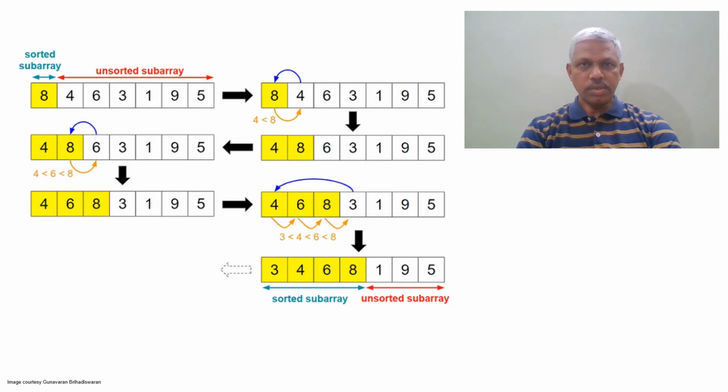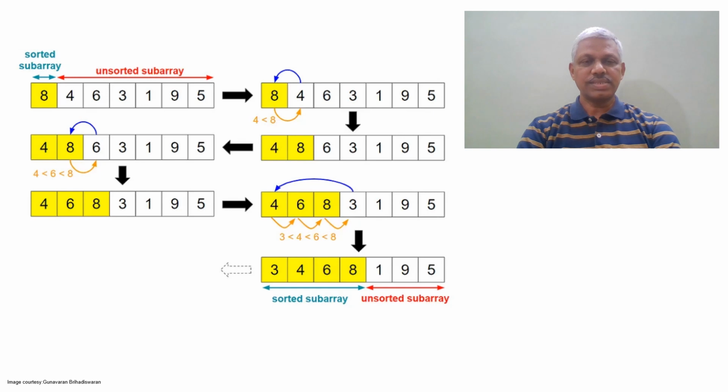The third element is 6. It is compared with the immediate predecessor 8. 6 is less than 8, so we swap it. We don't stop here. 6 will be compared with the immediate predecessor 4, and 6 being greater than 4, no swapping is done. We stop here. By this time 4, 6, 8 is the subarray which is already sorted.